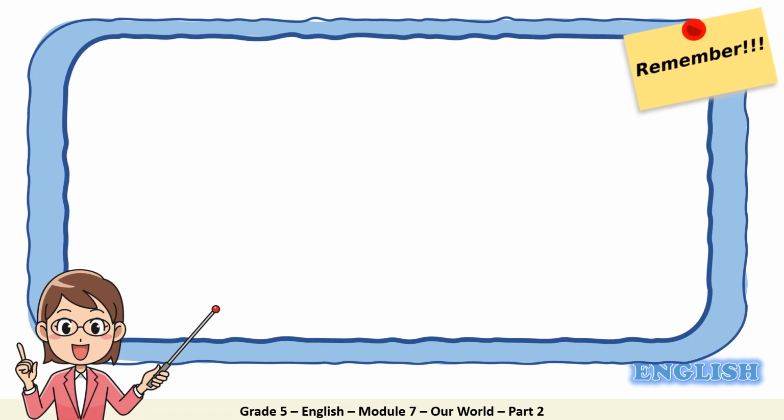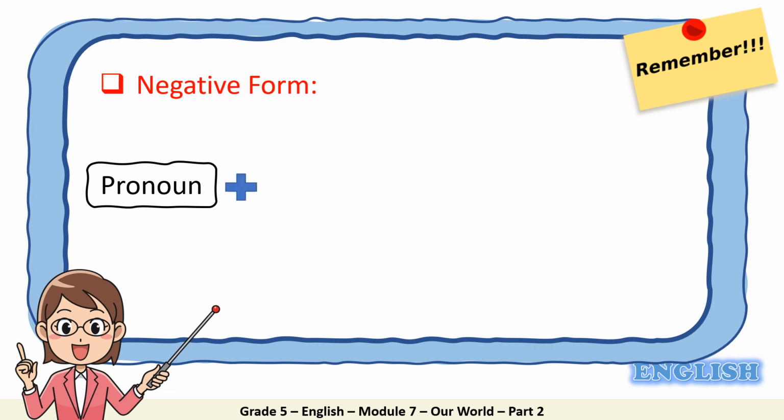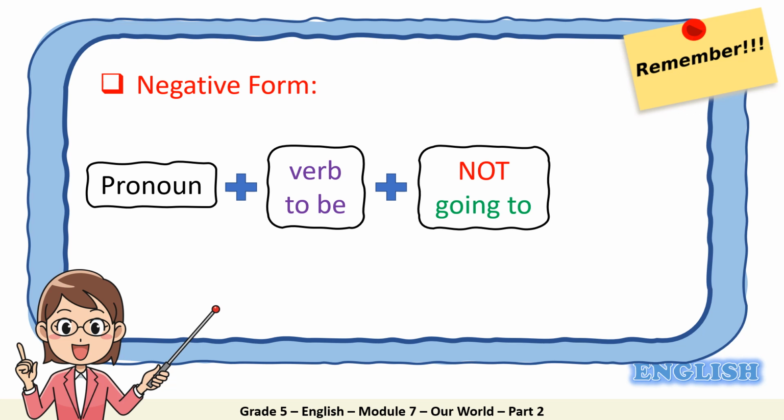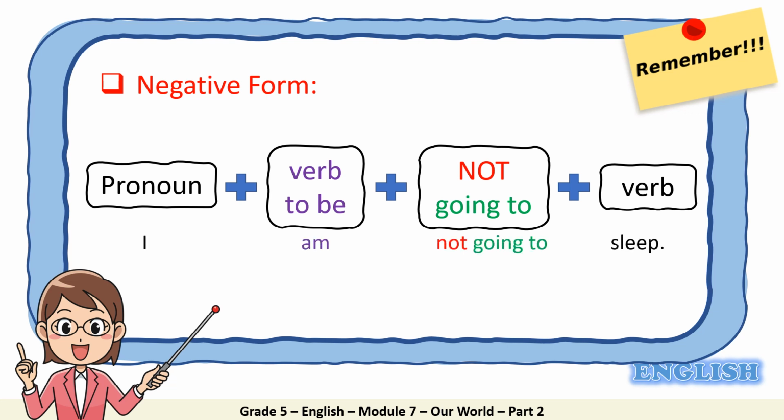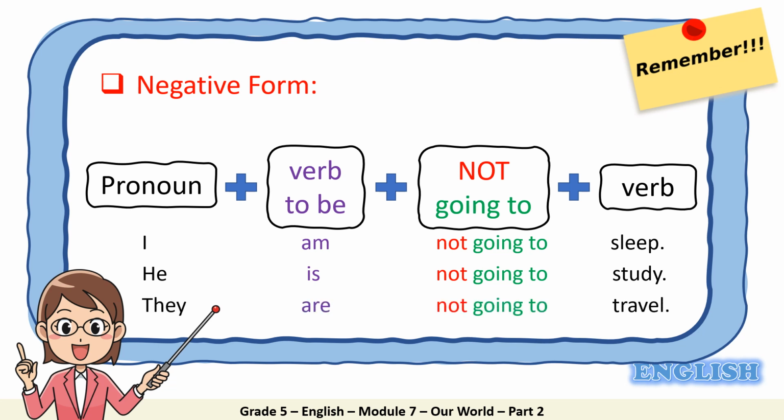Now we will move to the negative form. It is very similar to the affirmative form, but we only have to add not. So we will start with a pronoun plus verb to be plus not going to plus the verb in the infinitive form. For example, I am not going to sleep. He is not going to study. They are not going to travel.